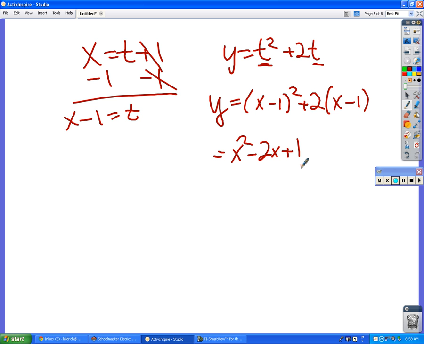Okay, don't forget the outside-inside thing. Most of you look at this and just square the x and square the 1. That gives you this and this, but there's a middle term also. And then 2 times x is 2x, and 2 times negative 1 is negative 2. Those cancel, and as we suspected from the graph, we come up with x squared minus 1.